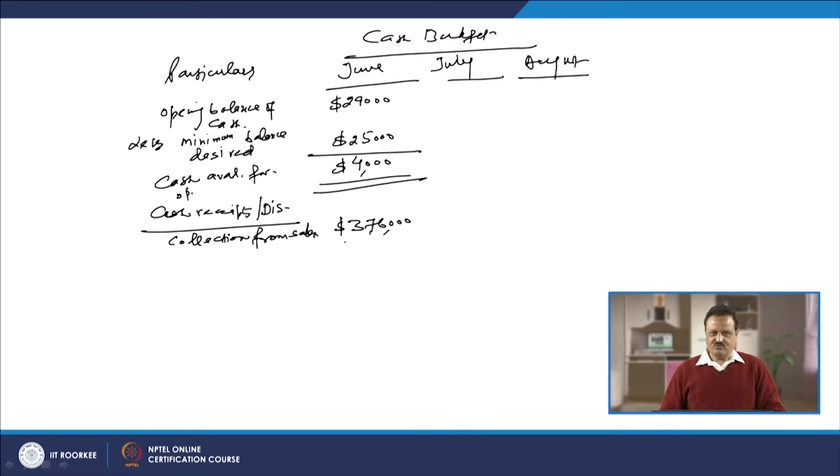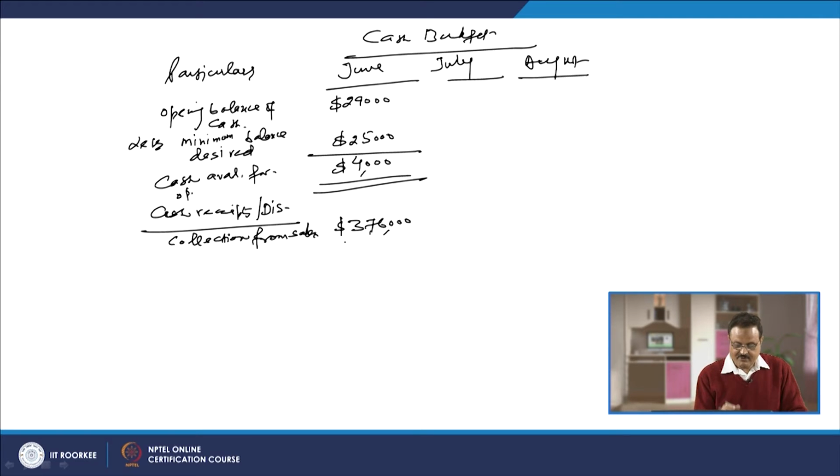Now, we will have to find out from the different schedules. First schedule we have prepared is the material schedule, that is the purchase schedule. Second schedule we have prepared is the purchase disbursement schedule, and then the other operating expenses schedule. So, how much total collections we have, how much total payments we have to make, and then we will find out what is the closing balance. So, I have written here cash receipts and disbursements. Now, collection from the sales is over, that is $376,000.